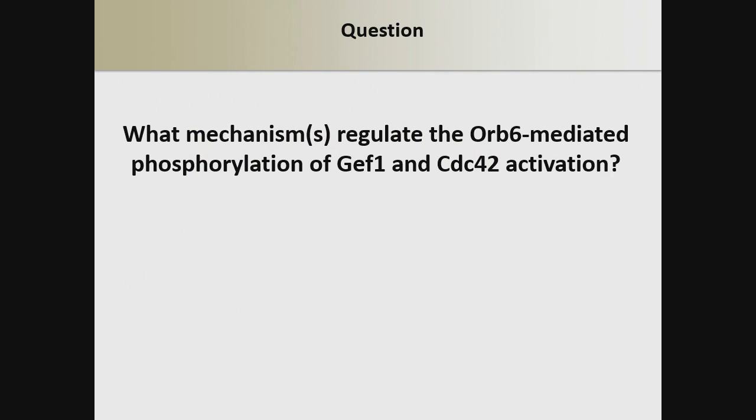So currently, we do not know by what mechanism the cell can locally activate Gef1, promoting activation of Cdc42. Specifically, how we can negatively regulate the phosphorylation of Gef1 by Orb6. And today, hopefully, I'll convince you that the microtubule cytoskeleton plays an essential role in this process.